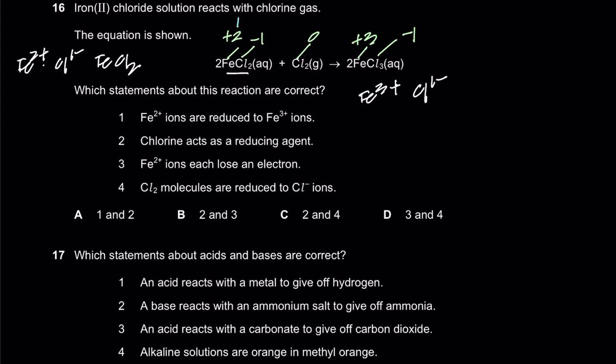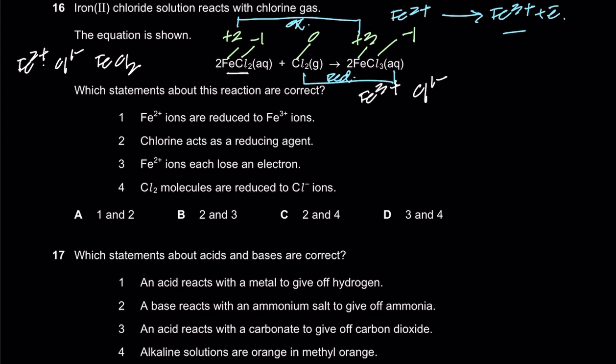Now if you check this out, iron goes from plus 2 to plus 3, which means what? Which means that iron has literally lost an electron, right? There is an increase in oxidation state. Iron went from plus 2 to plus 3 by losing an electron. So there's an increase in oxidation state, that's oxidation. And chlorine is going from 0 to minus 1, so that's reduction. Why? Because there is a decrease in oxidation state.